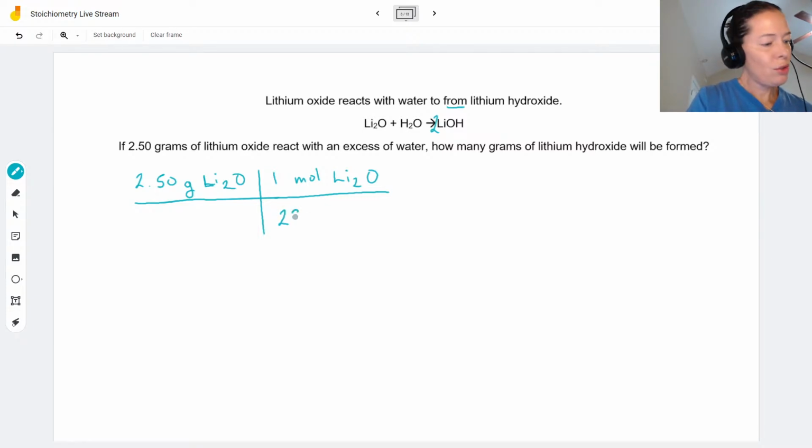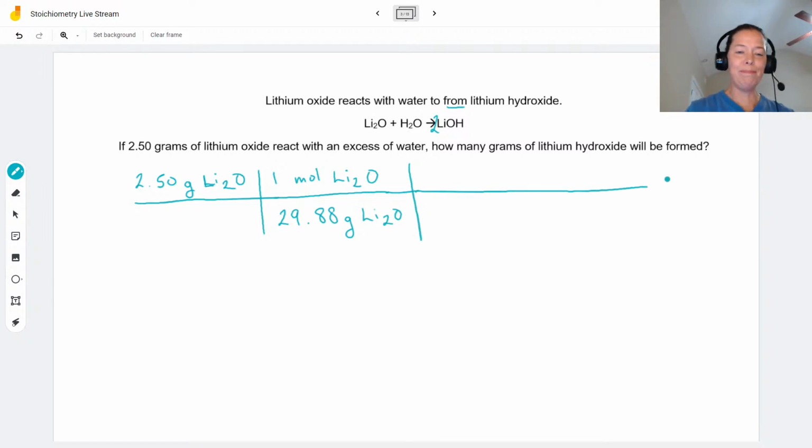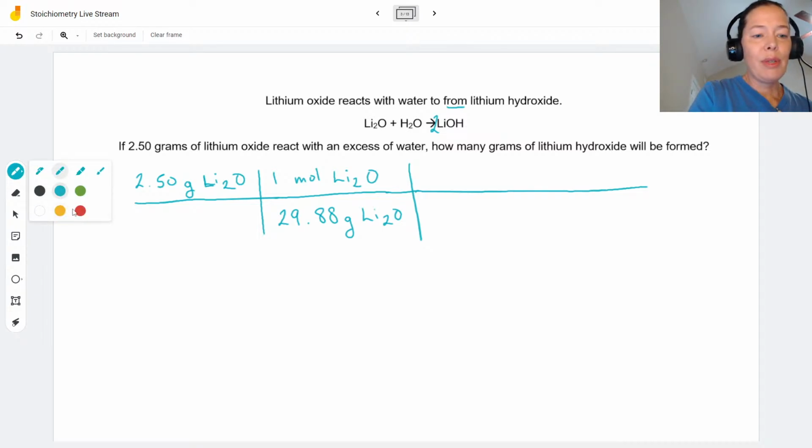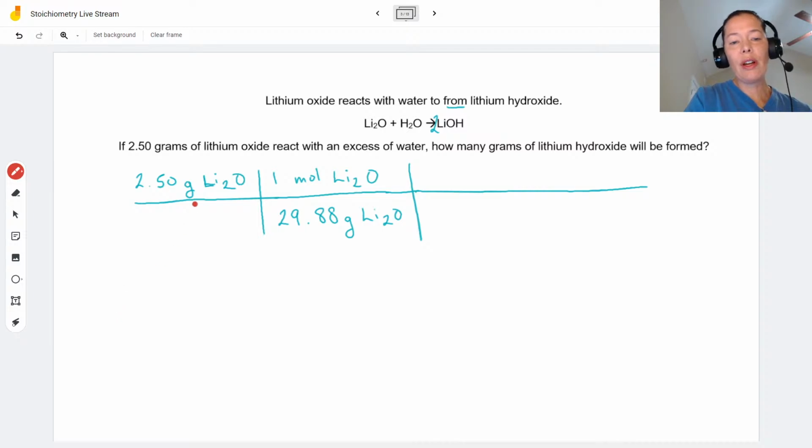And I do have this molar mass. This is 29.88 grams of lithium oxide. This is going to continue on for a little bit. So again, make sure that your units cancel. Let me switch over to my red. I started with grams of lithium oxide in the numerator, so that's why I put it in the denominator, so that these units cancel, and now I have successfully converted into moles of lithium oxide.